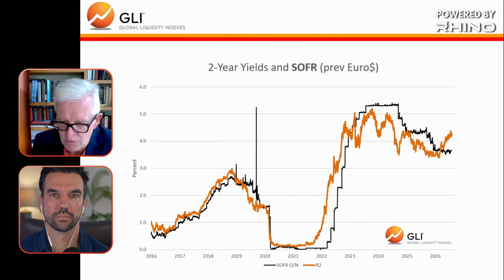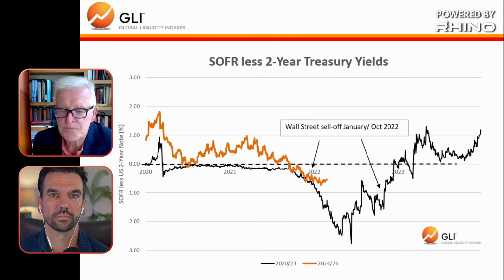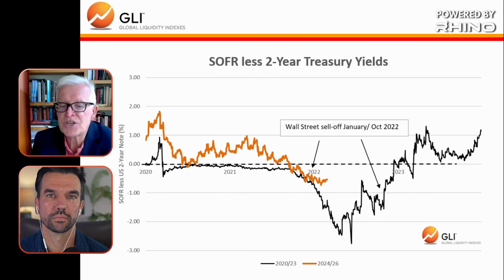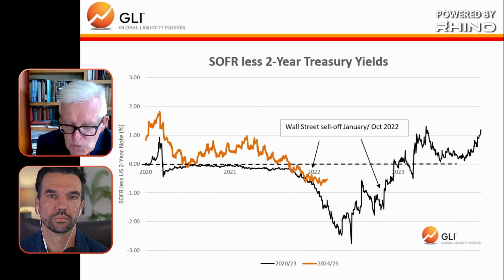Now, what I want to show you is this next chart, which hopefully explains a little bit better what's going on. And what I've done is to look at the course of the SOFR less 2-year Treasury spread, okay, the orange line here, in this cycle, beginning in 2024, with latest data right up to date, as of yesterday, and the black line, which is the same cycle from 2020 to 2023.